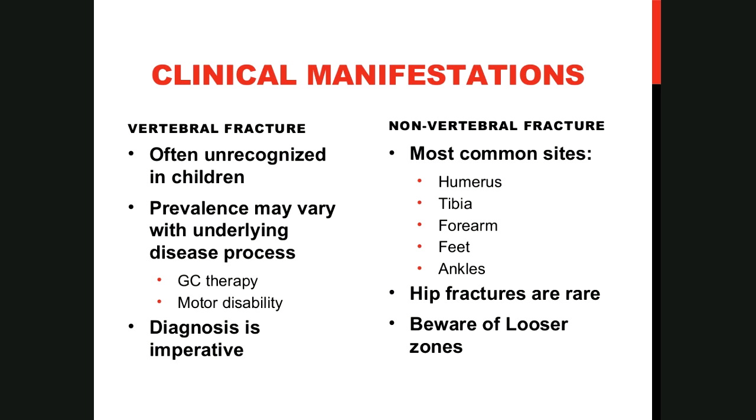The prevalence of vertebral fractures varies according to the underlying disease process. So we see that children with glucocorticoid therapy have the highest prevalence of vertebral fractures, up to about 32%. And then children with motor disabilities also have a relatively high prevalence of vertebral fractures of about 25% or so. So it's very important to make a prompt diagnosis of vertebral fracture because, again, the presence of a low trauma vertebral fracture is an independent indication for the initiation of medical therapy.